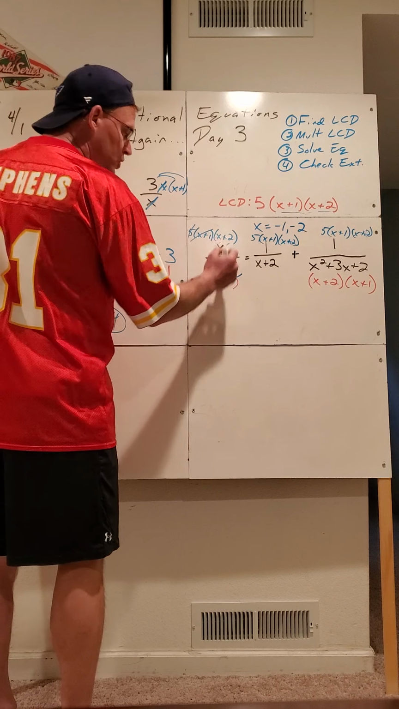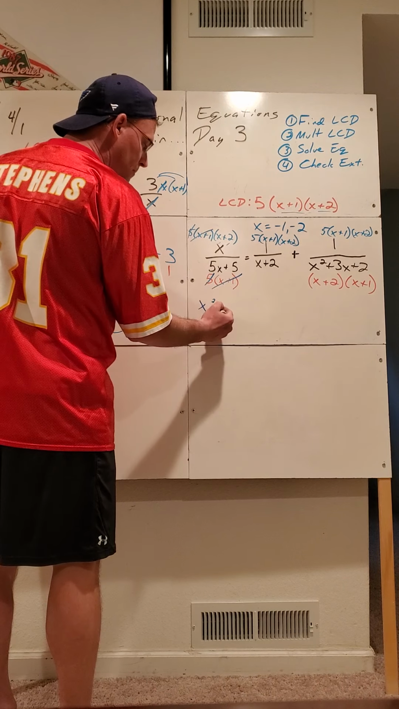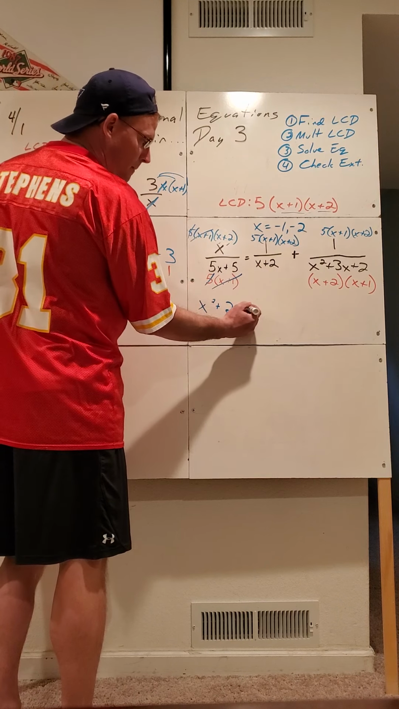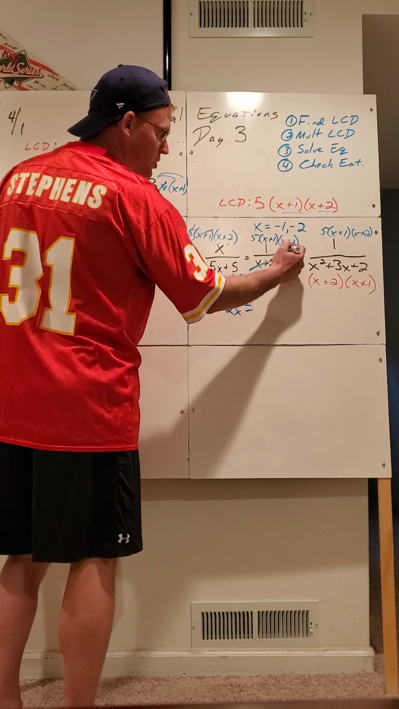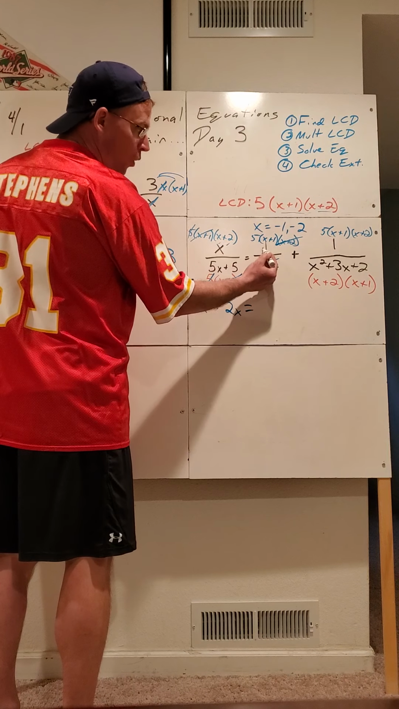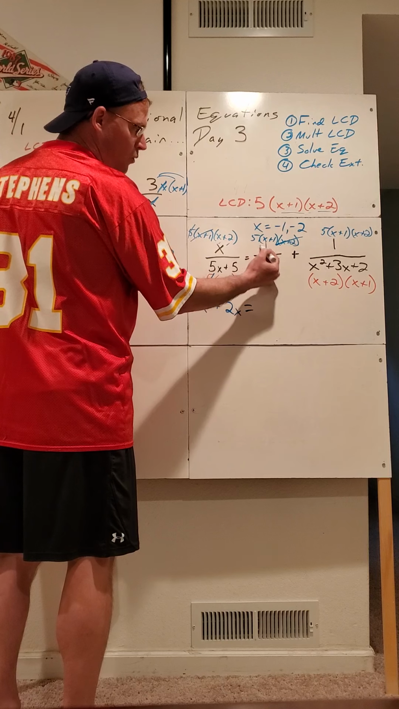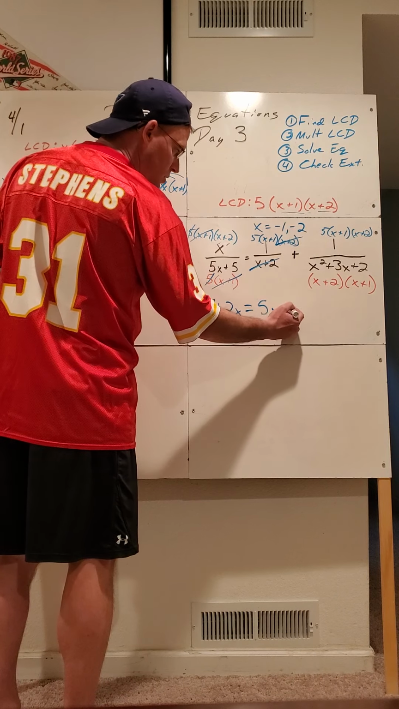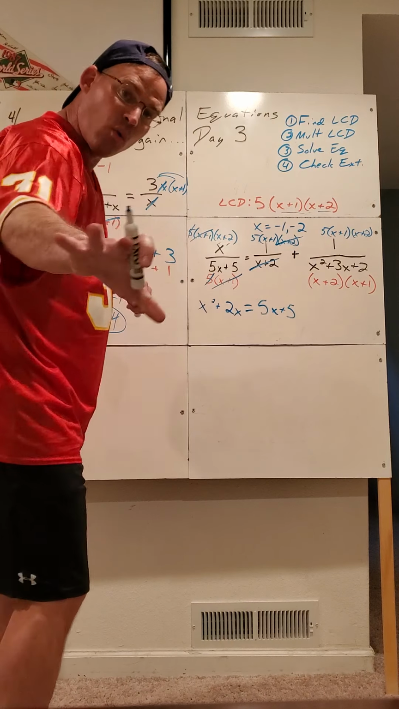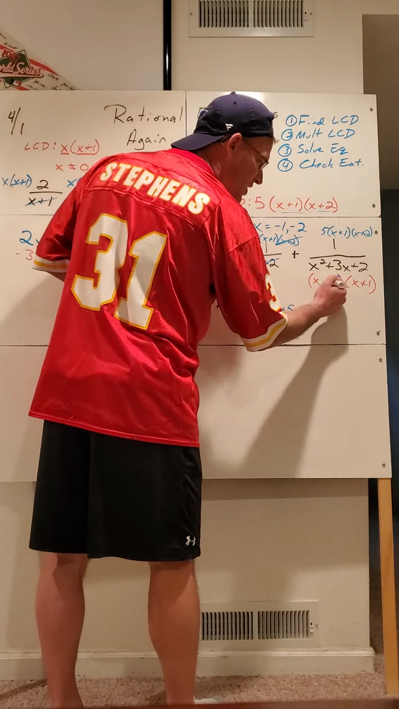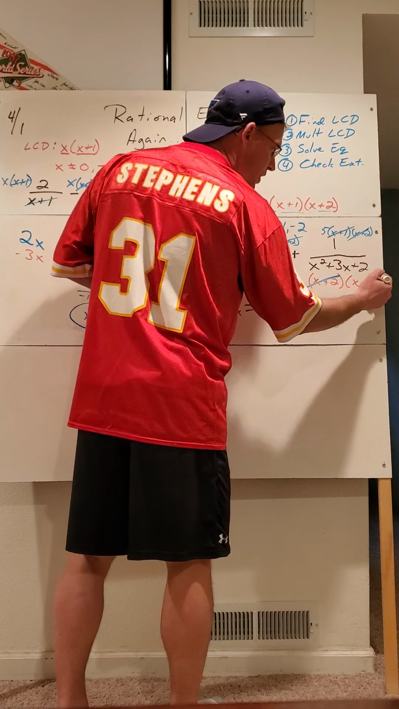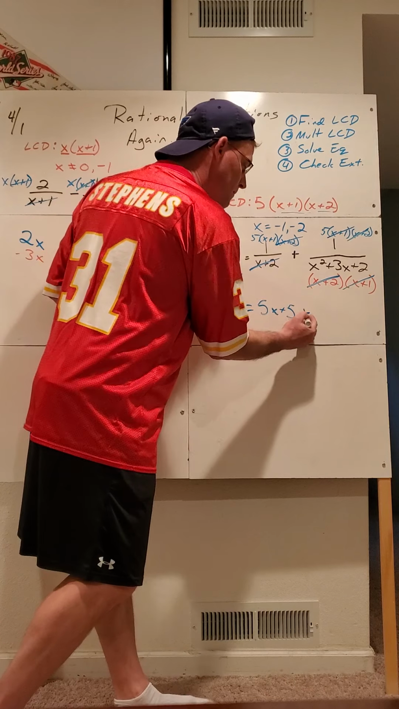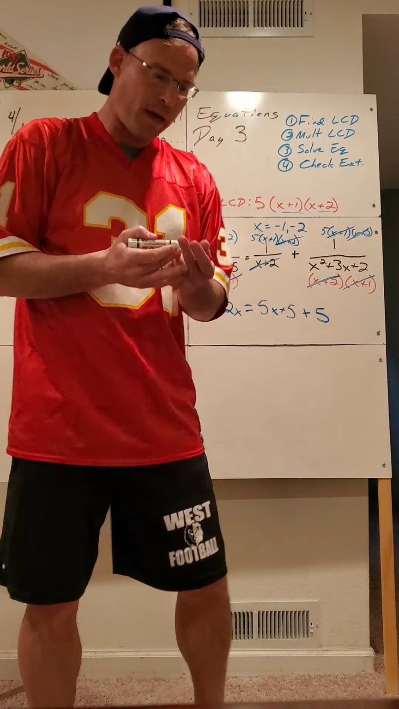Do your distribution. Gives me x squared plus 2x. Second part. Oh, equal sign. Second part. The x plus 2's gone. I got a 1, a 5, and an x plus 1. 1 times 5 is 5. Distribute: 5x plus 5. Over here, watch. This is going to be nice and neat. Look at this. Gone, gone, gone, gone. None of it's left except the 5 times the 1. Now that wasn't so bad, was it?